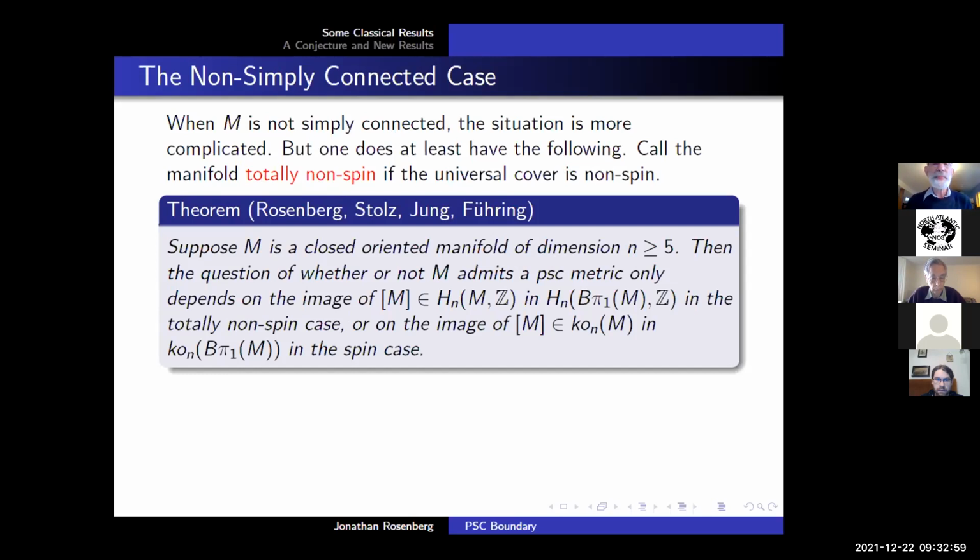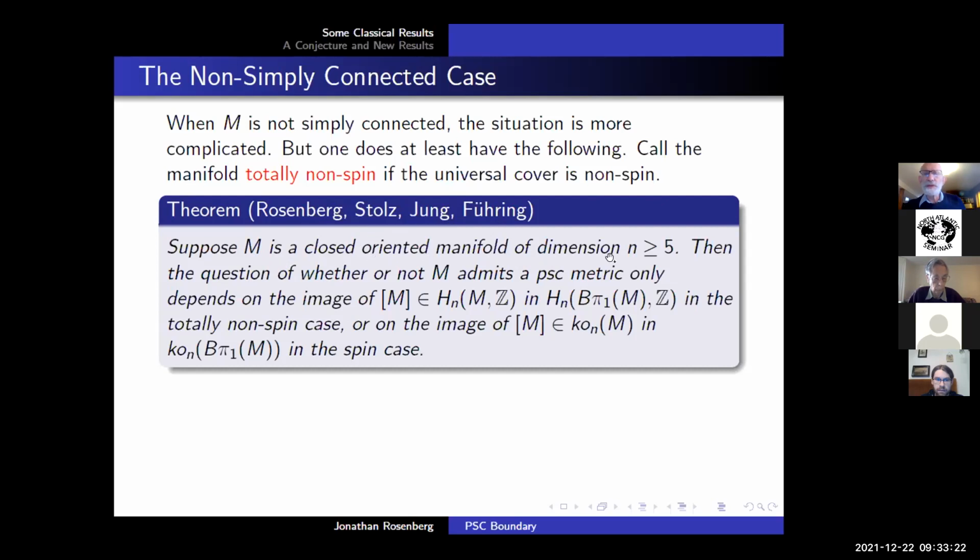That basically is a case you're not usually interested in all that often, but it's technically much more complicated. Okay, so here is a theorem which in various forms was proved by various people.